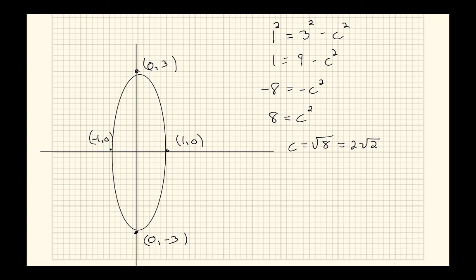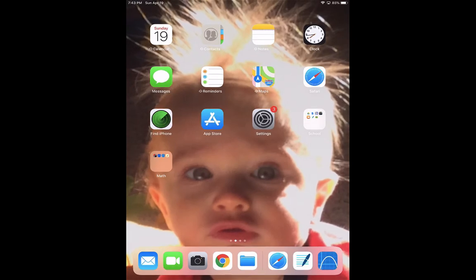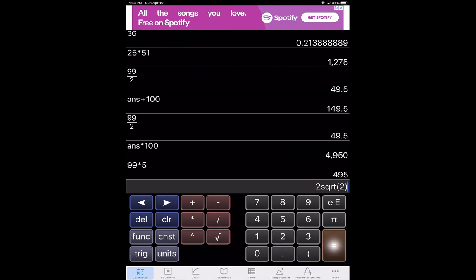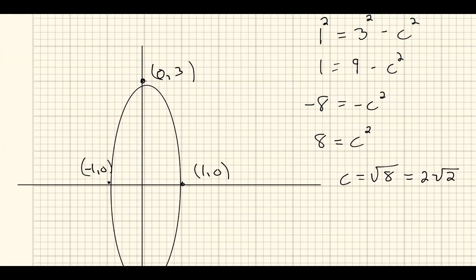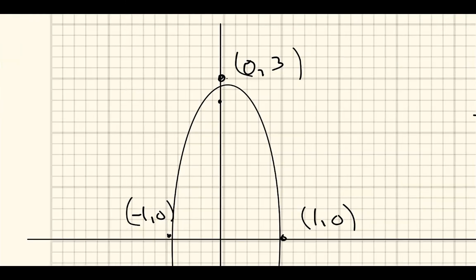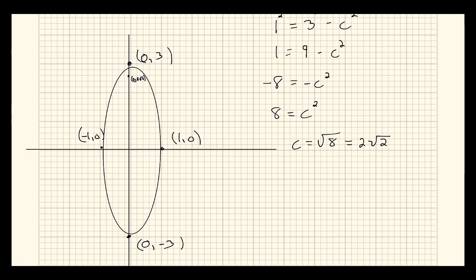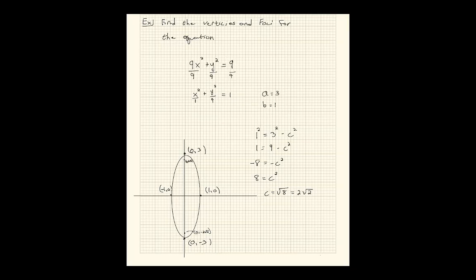So that should be where my foci are, 2 root 2. Let's figure out exactly where that is so I know where to draw those. I know it didn't ask us to graph, but 2 root 2 is about 2.8, so that's pretty close to this 3 here. So we'll have (0, 2 root 2) here, and down here, that's (0, negative 2 root 2). Okay, so those are our vertices and our foci.